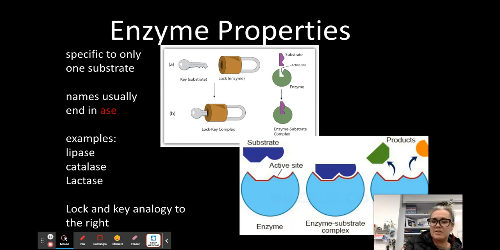Enzymes have a few properties that you need to know about. They are specific to one substrate only. It is what we refer to as the lock and key analogy, that a substrate has a particular shape and the active site of the enzyme fits that shape. So they're very closely related. The name of an enzyme typically ends in -ase. Like I said, lactose is the sugar, lactase is the enzyme. Sucrose is the sugar, sucrase is the enzyme. Lipase, catalase, lactase, like I said.